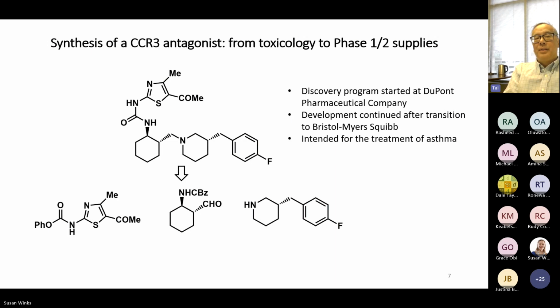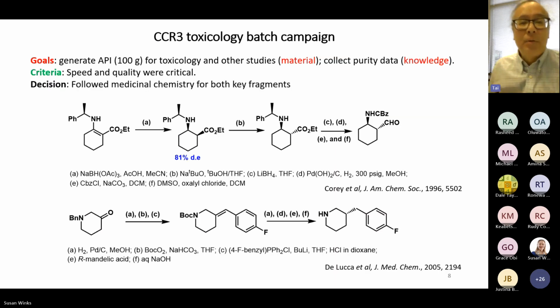So, I do a very simple retrosynthesis here. You can see the aminothiazole on the left side. In the middle is the chiral amino aldehyde core. That piece is quite hard to make. And the chiral benzylpiperidine, and that's not easy to synthesize either. So next, please. Now, we are getting into the toxicology batch campaign.